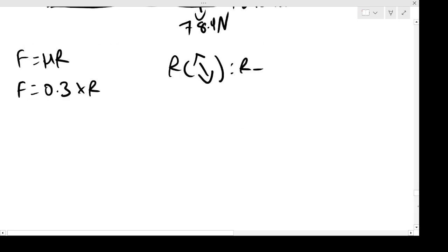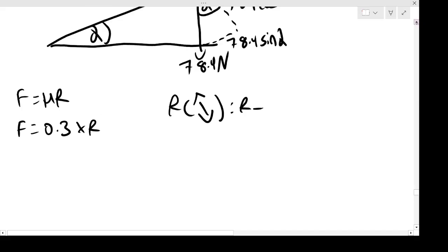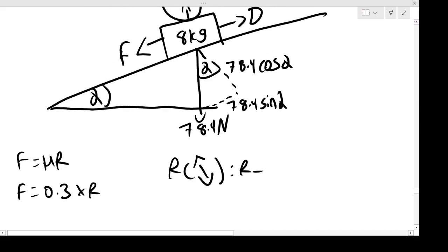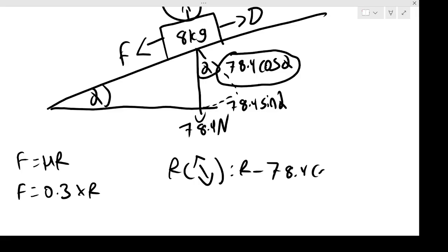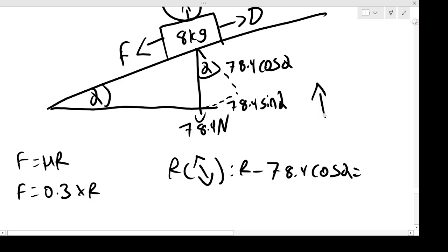Then I'm going to take away the opposite to reaction, this 78.4 cos alpha. Again, hopefully it's the exact same sort of situation every time, right? So then that equals ma, where there is no acceleration in that direction. The acceleration acts in that direction. There's no acceleration there. So that means it equals 0, and so therefore R is equal to 78.4 cos alpha.